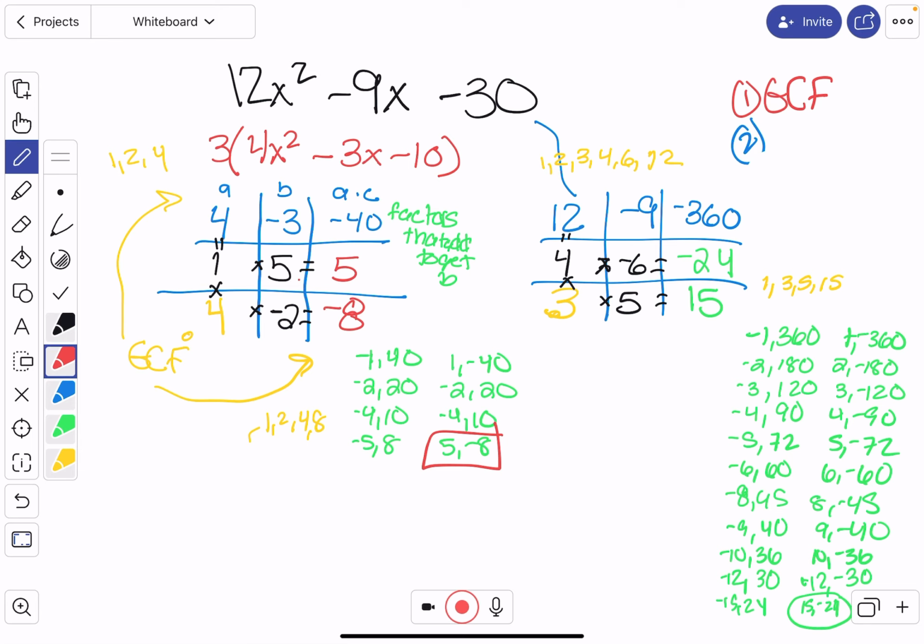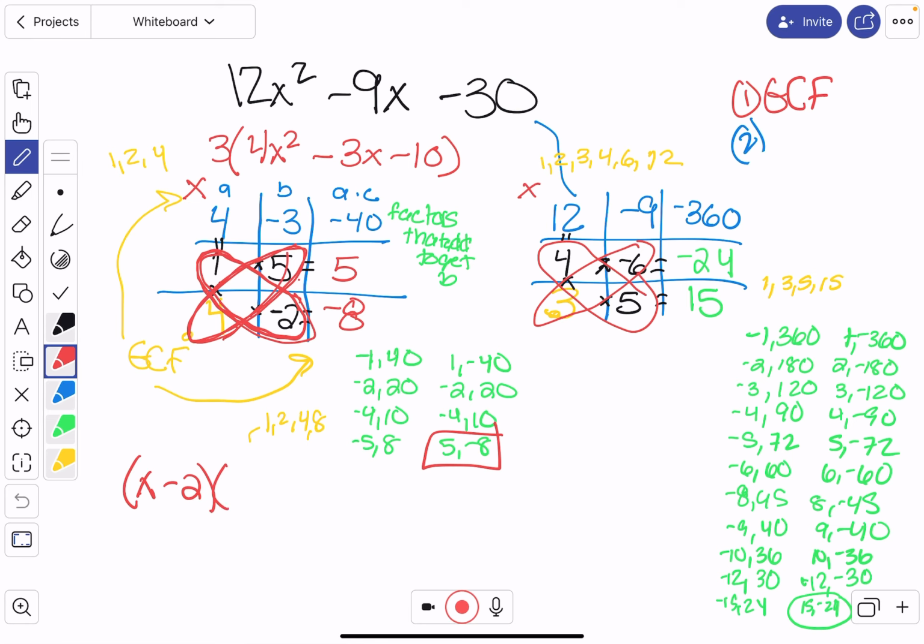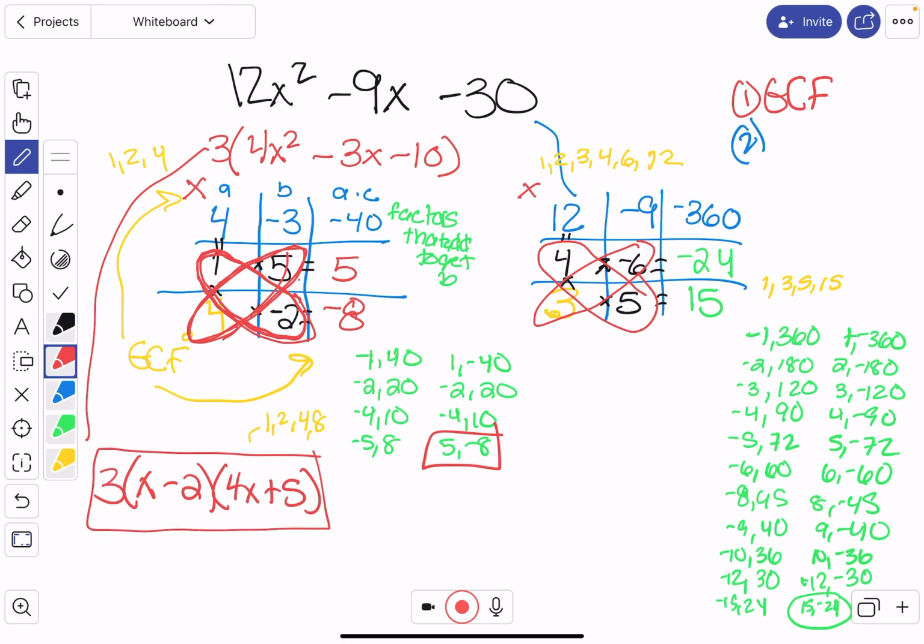Now we're going to circle the little cross here. The left is always your x, and the middle is always your number. So this circle right here is 1x minus 2. And this circle here would be 4x plus 5. It's a minus 2 because it's negative. Bring down the 3 that we factored out before. Now we have a factored problem. This same one over here gives us 4x plus 5 and 3x minus 6.